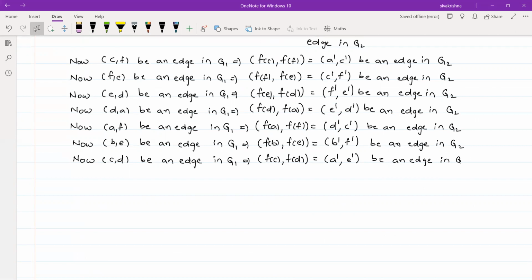So I have checked all the edges in both the graphs, so we can write that f satisfies all the conditions. Therefore, we say that the two graphs are isomorphic to each other.